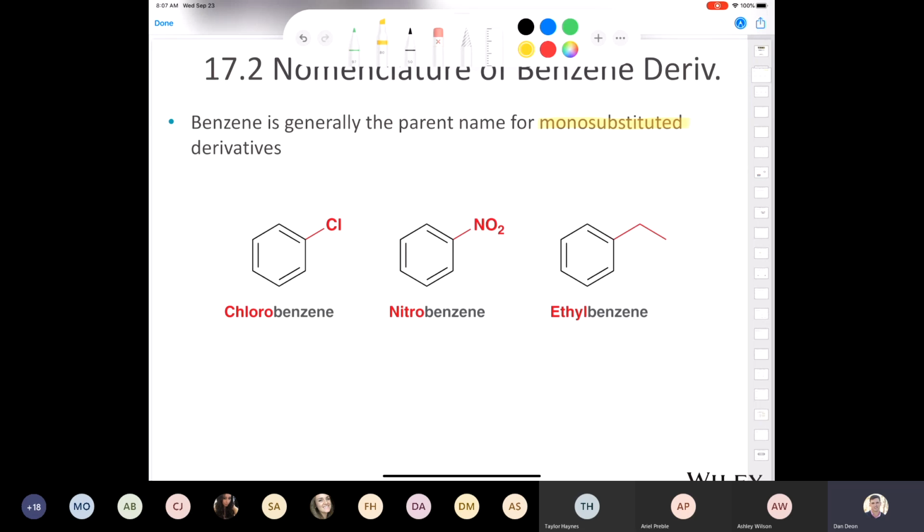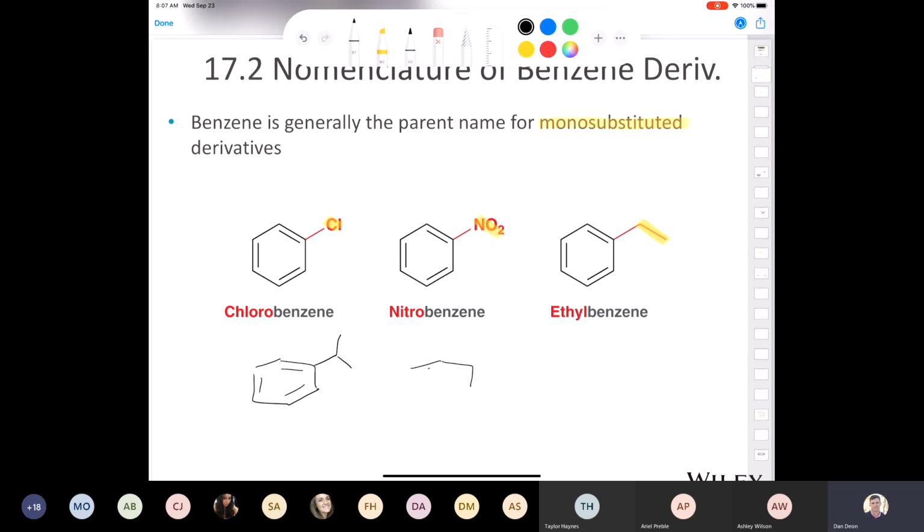Anyhow, if you just have one group on your benzene ring, if you have a chloro, you'd call that chlorobenzene. If you have a nitro, you'd call that nitrobenzene. You have an ethyl group, you'd call that ethylbenzene. What else? We could come up with all kinds of examples here, right? If you have this, we would call that isopropylbenzene. It also has a common name, which is cumene. You don't have to have that memorized.